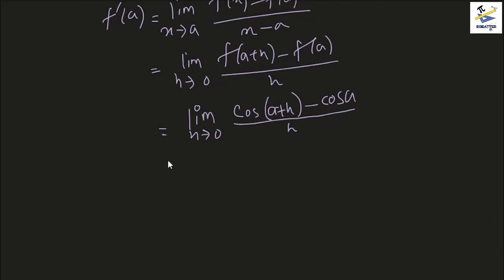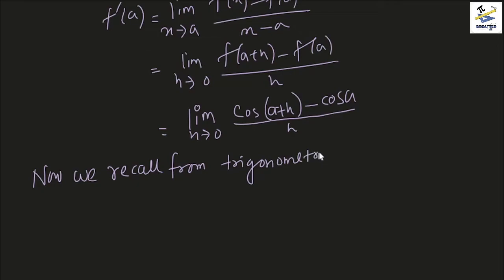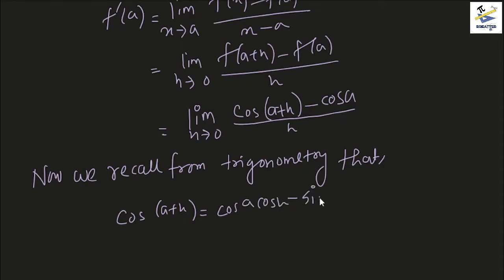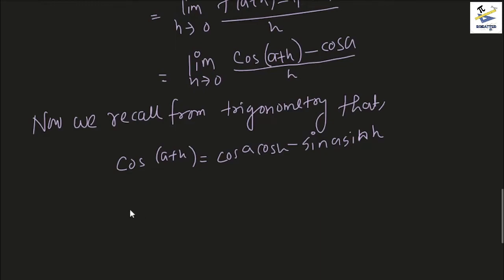So this means now we have to use the formula from trigonometry that cos of a plus h is equal to cos a cos h minus sin a sin h. Using this formula what we can do is as follows.